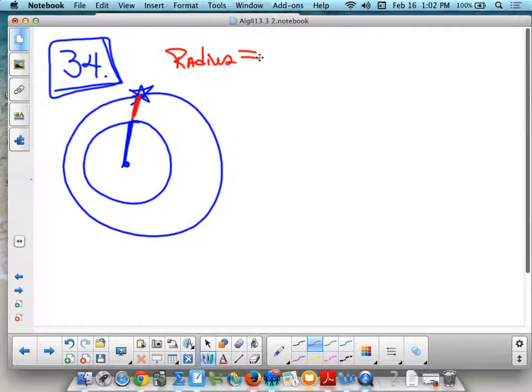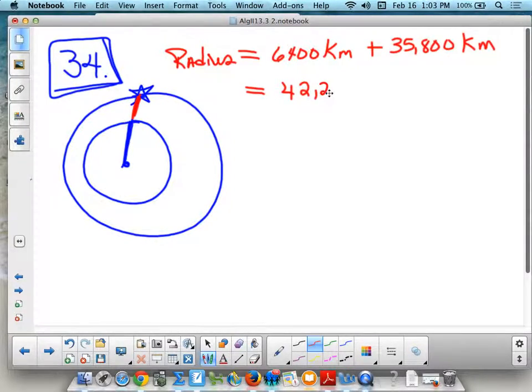6,400 plus 35,800. Okay, Carl says 6,400 kilometers. That's from the center of the Earth to the edge of the Earth. From the edge of the Earth to the satellite was 35,800 what? Kilometers, okay. So your radius is 42,200 kilometers. That's the radius. Good?